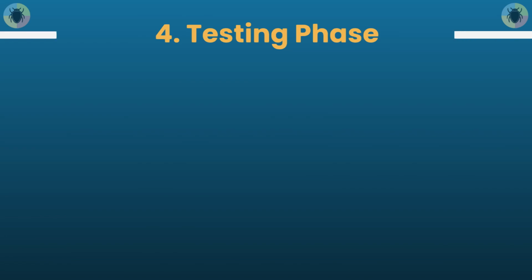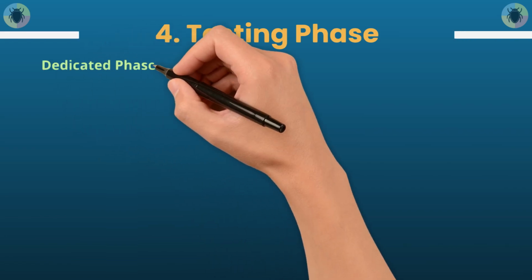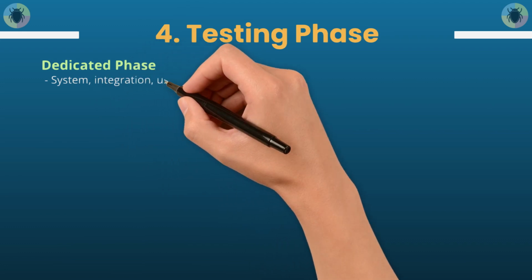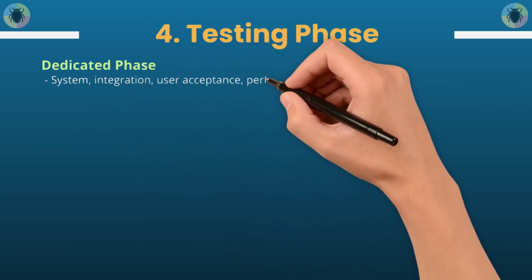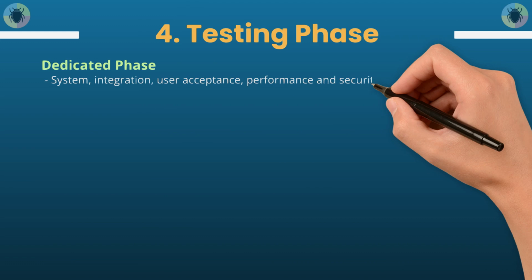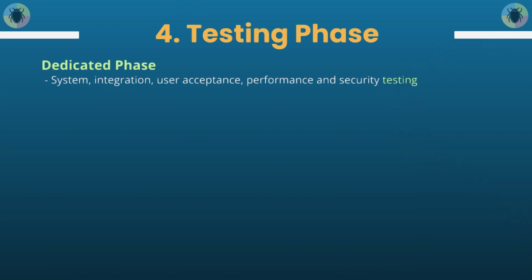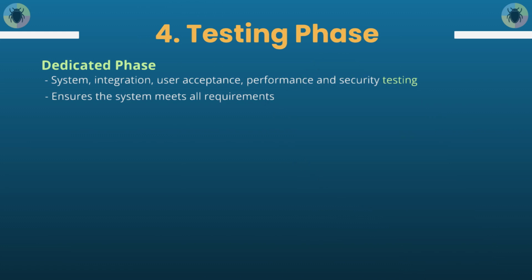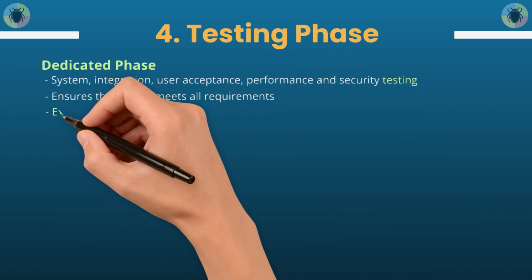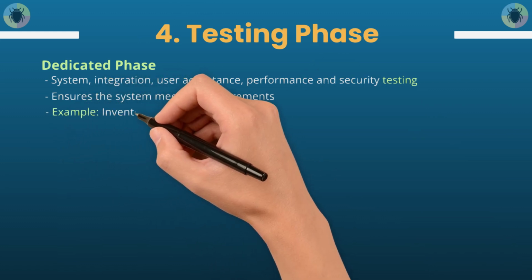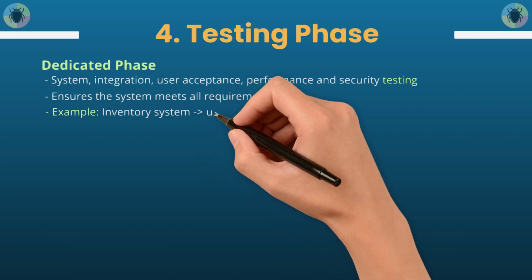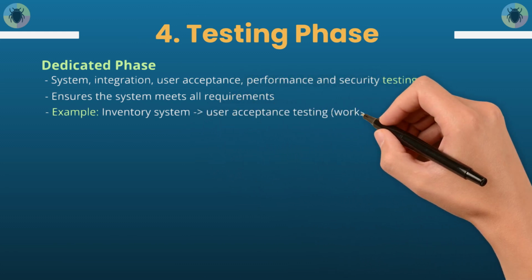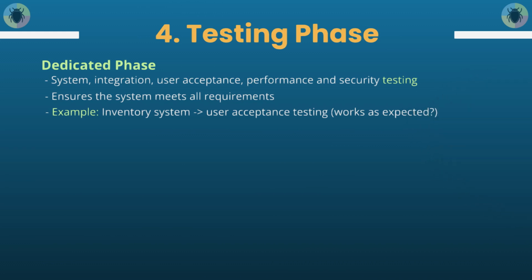Testing phase. Dedicated phase. Perform various tests like system testing, integration testing, user acceptance testing, UAT, performance testing, and security testing. This thorough examination ensures the system meets all requirements and is ready for deployment. Example: conducting UAT where end users verify that a new inventory system meets their needs and works as expected, providing feedback on usability and functionality.